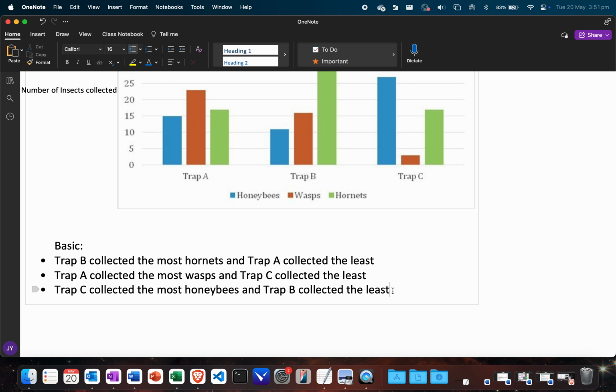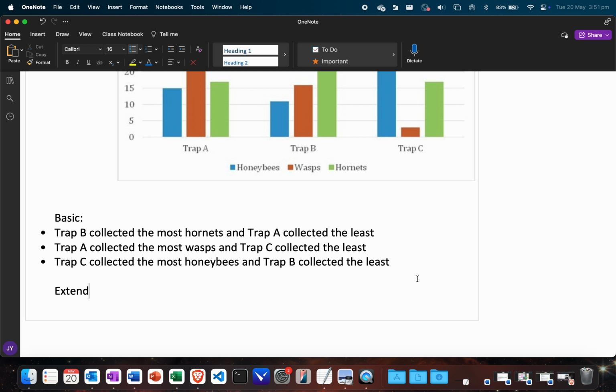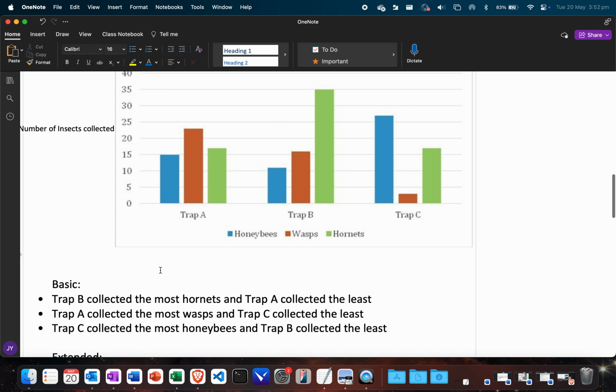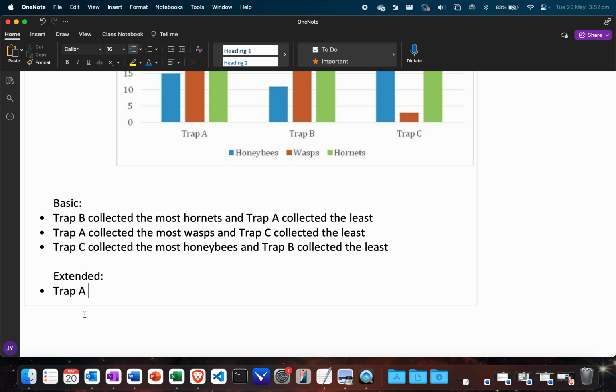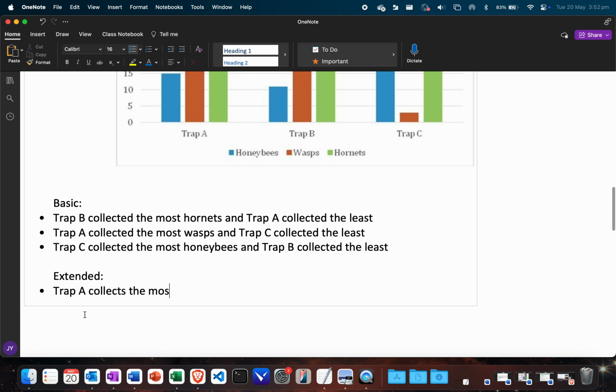So that's kind of an extended one, right? So this is like an extended trend. When I say extended, it's kind of like using your brain more. It's a really good trend to identify, right? We could say that trap A collects the most consistent number of insects across the board.